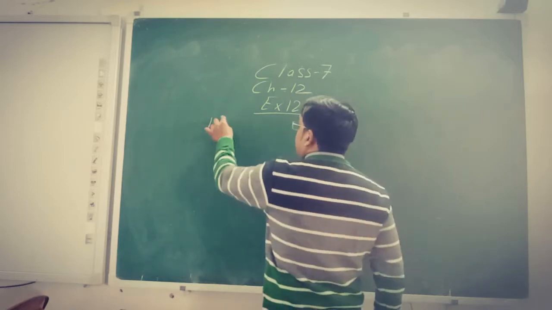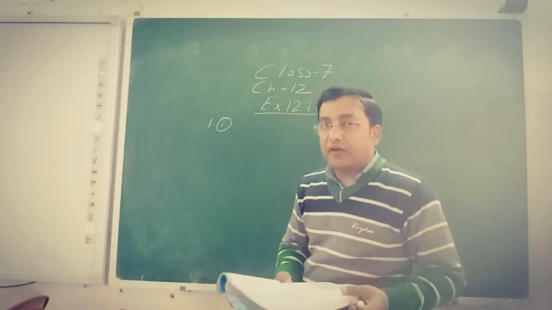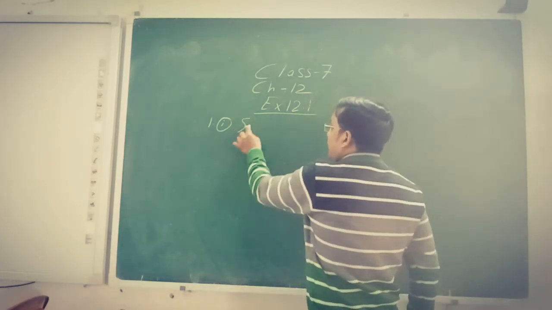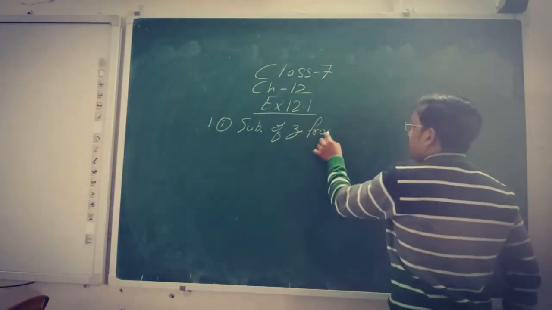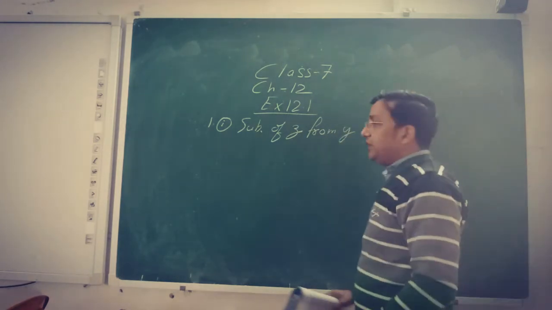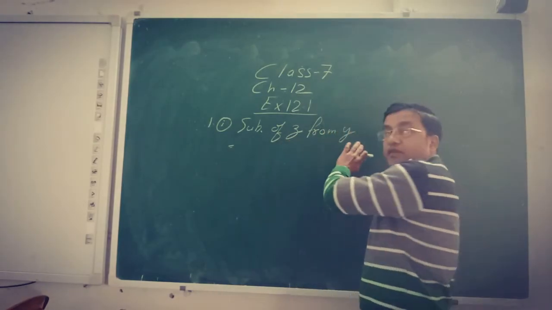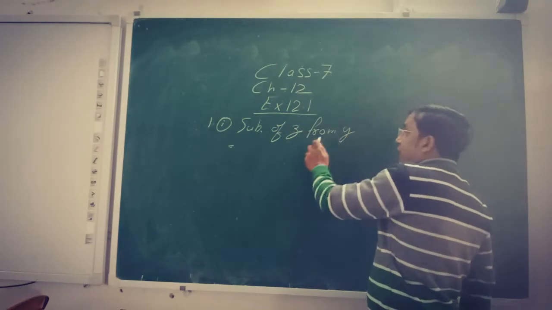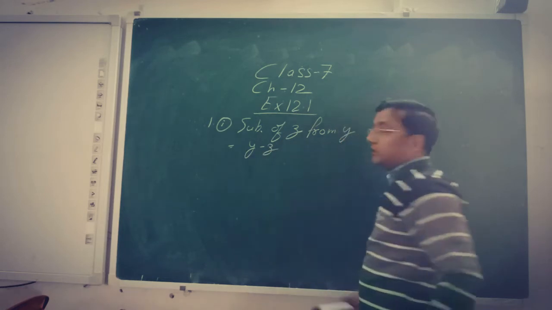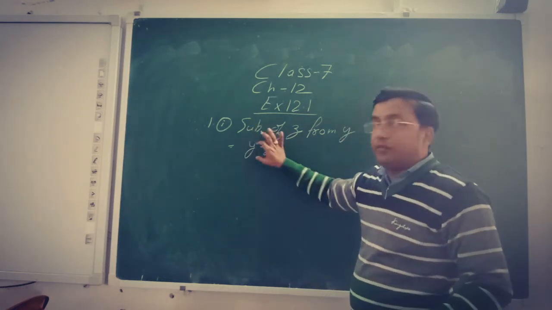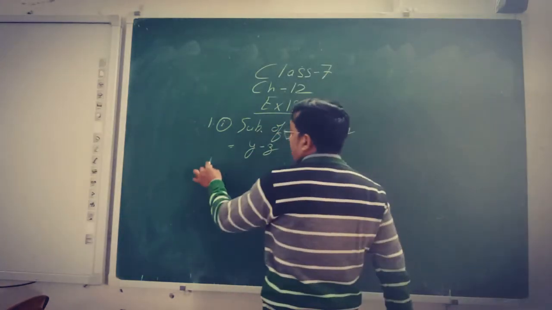The very first question is subtraction of z from y. It's very simple. I'm writing here subtraction of z from y. Now what does it mean? It means that we have to subtract z from y. So I write y on the left side and z on the right side. This is the mathematical form of this. You get the algebraic form of this. Now let's do the second part.